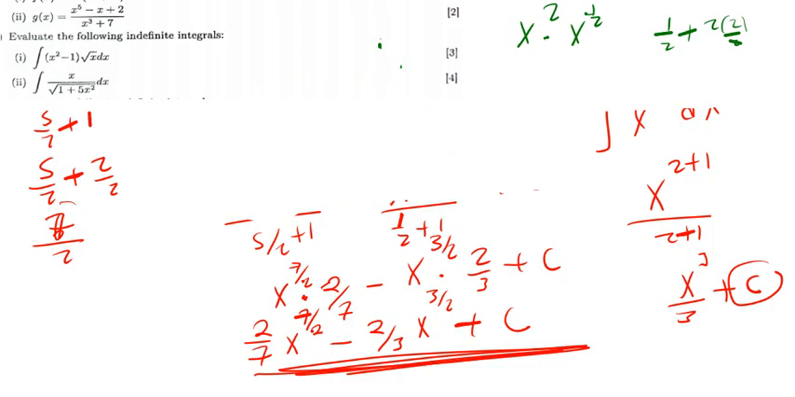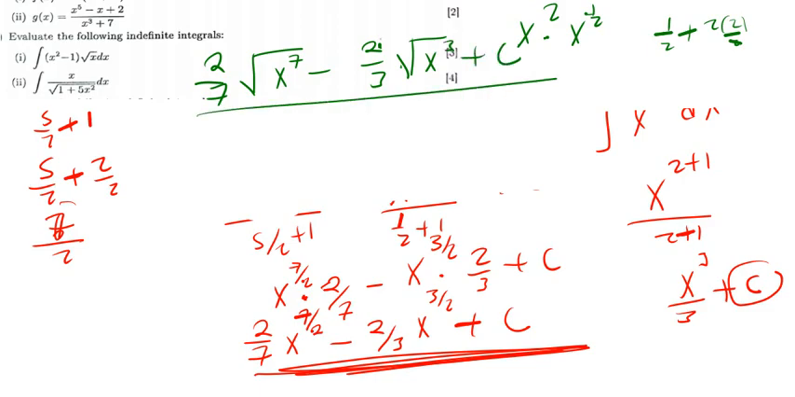when we're talking about 7 over 2, it's basically the same as the square root, but you are going to raise to the power 7. So you have 2 over 7 times the square root of x raised to the power 7, minus 2 over 3 times the square root of x raised to the power 3, plus c. If you want, again, you can end there. But even if you end here, it's basically the same thing. You end up getting the same marks.